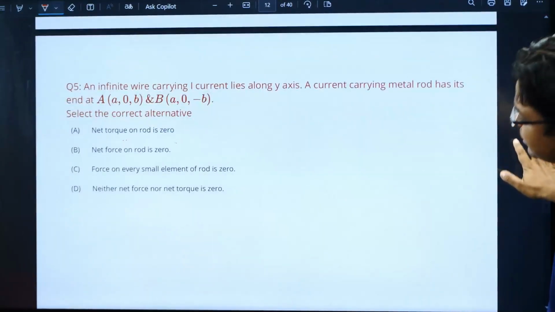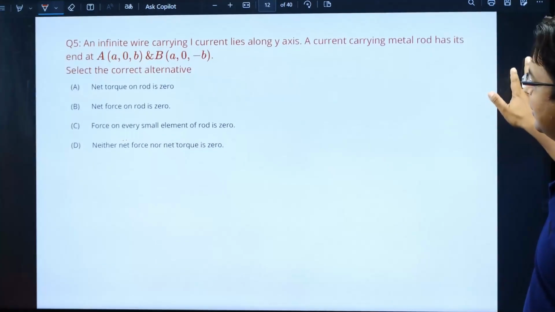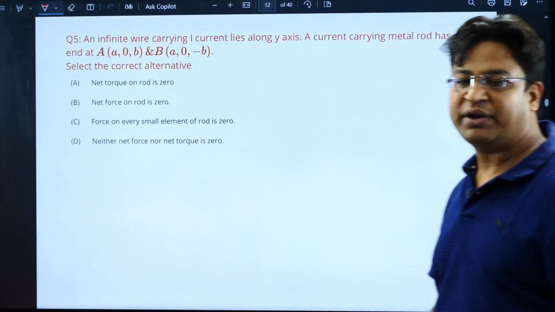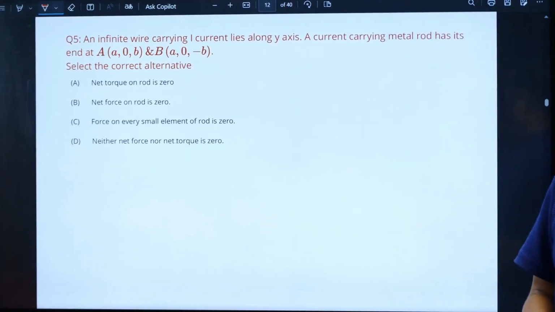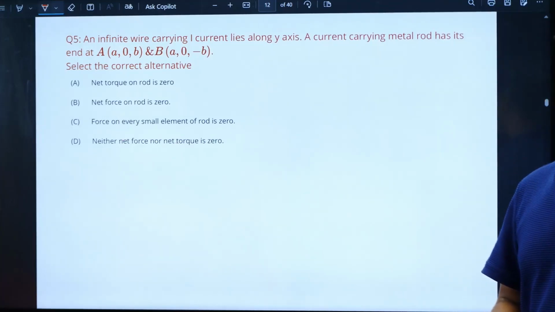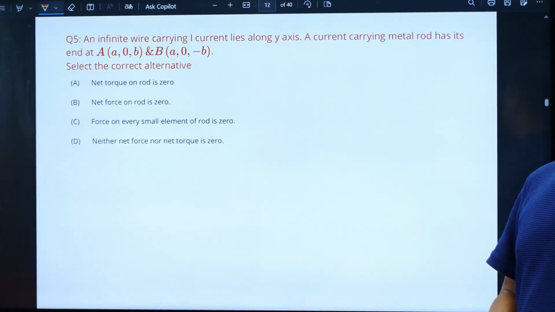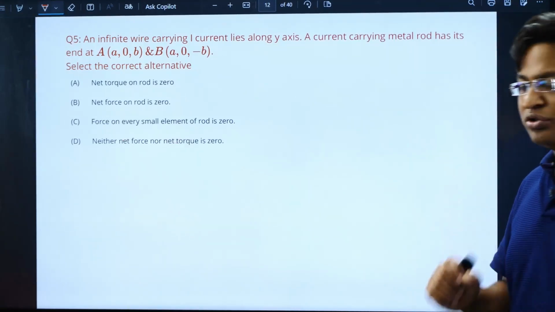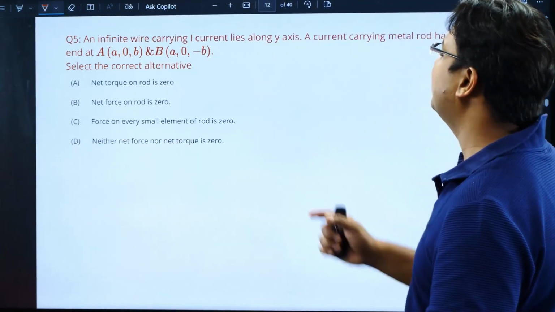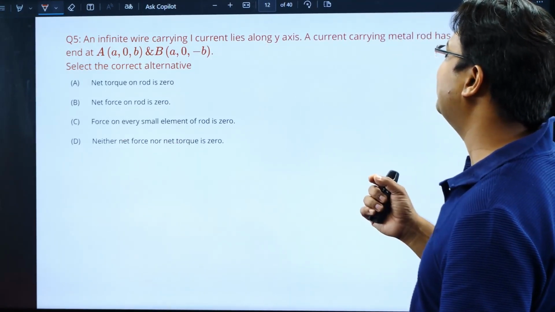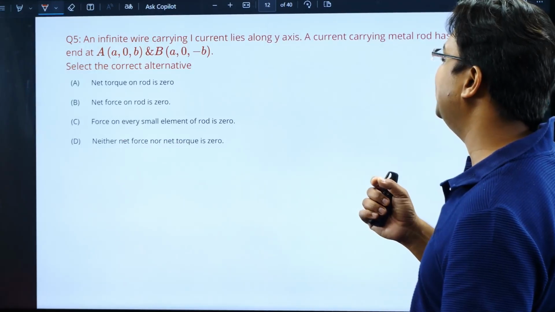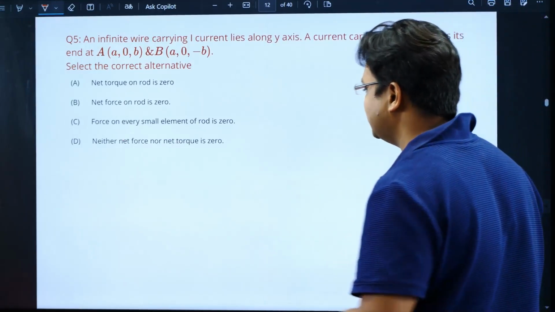Now let's go to question number 5. So this question says, an infinite wire carrying current I lies along the y-axis, a current carrying metal rod has its ends at A, 0, B and A, 0, minus B. Let's draw the figure. So let me imagine it, A, 0, and B. So the situation is somewhat like this.